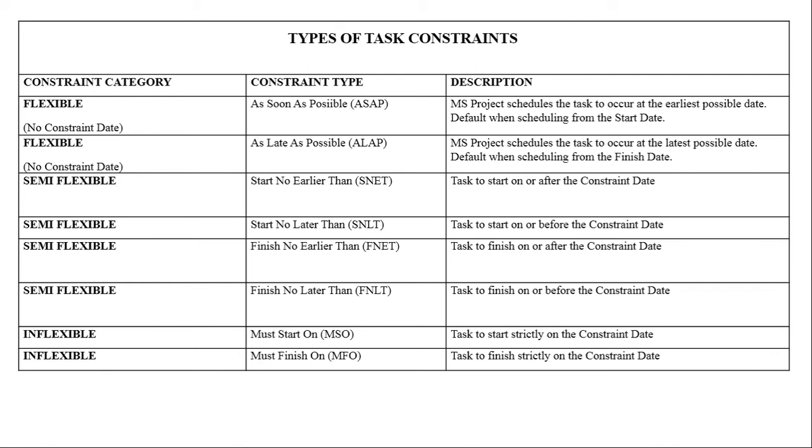The next type of constraints are under the inflexible category. Remember, the inflexible is what we called the hard constraints, the ones that cannot be changed or altered. We also specify either a start date or a finish date. If we specify a start date, then the type is called must start on. It causes the task to start strictly on that constraint date. It cannot start earlier or later. Same thing with the must finish on constraint. We specify the finish date, and the task has to finish strictly on that finish date that we have specified.